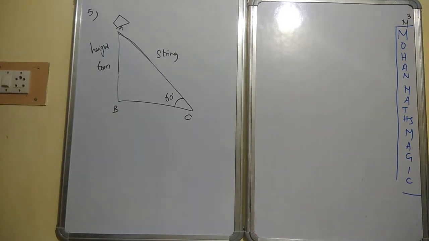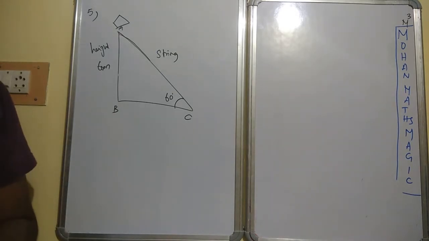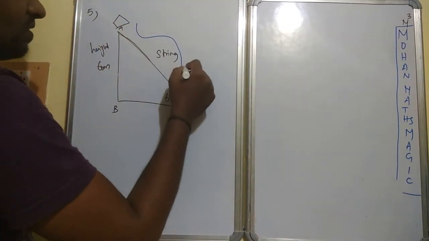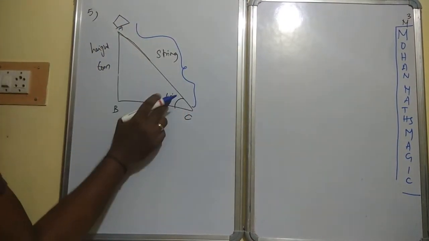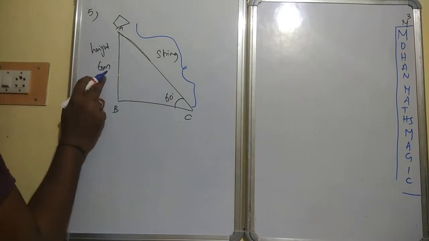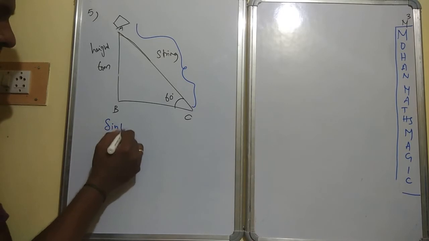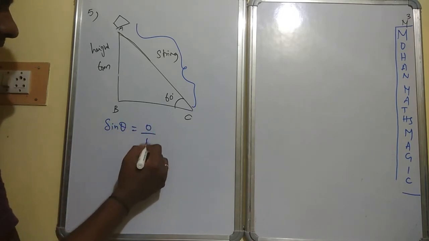Which one are they asking now? Find the length of the string. So they need to find out the length of the string. Which side is given? This angle is here, and this is the opposite side. Which side are they asking? Hypotenuse. So obviously I can write sin theta equals opposite by hypotenuse.